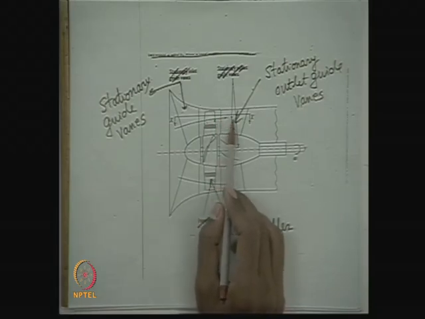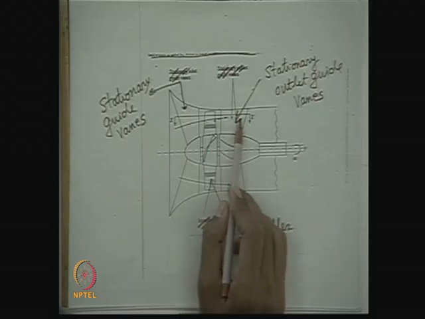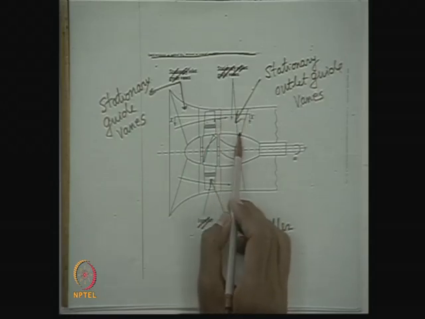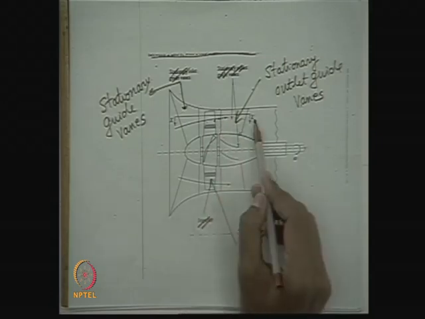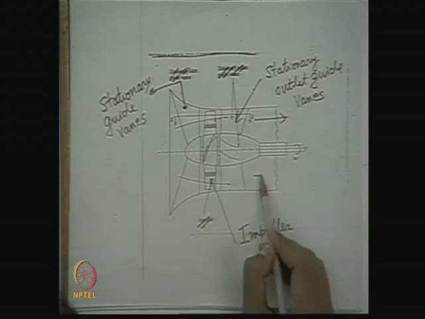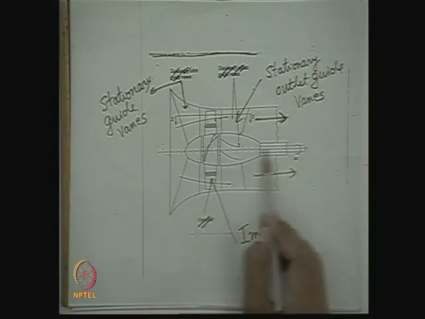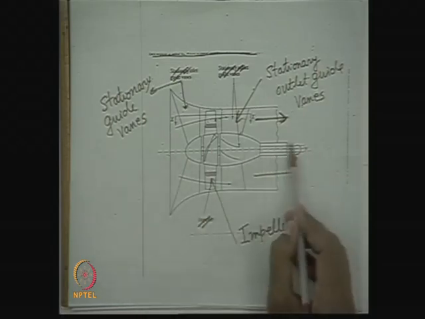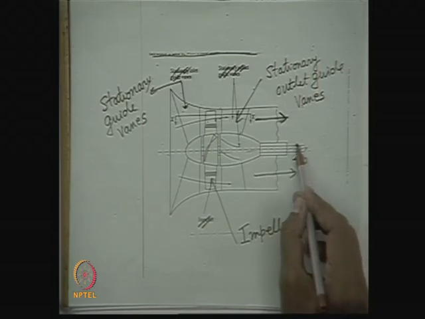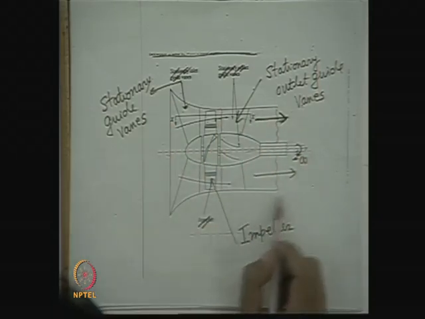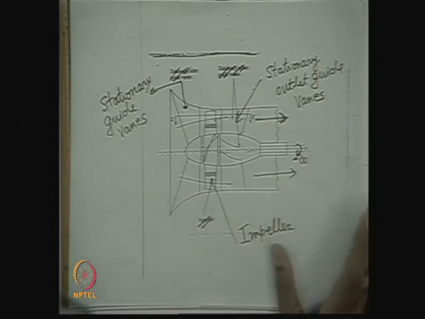So this whirling component is reduced, and the fluid is directed in such a way while it passes through this stationary outlet guide vane that the final discharge from the machine becomes almost axial. That means in the direction parallel to the axis of rotation. This is the axis of rotation, this is the rotation omega, rotating like this. So this is in general a schematic view of an axial flow pump.